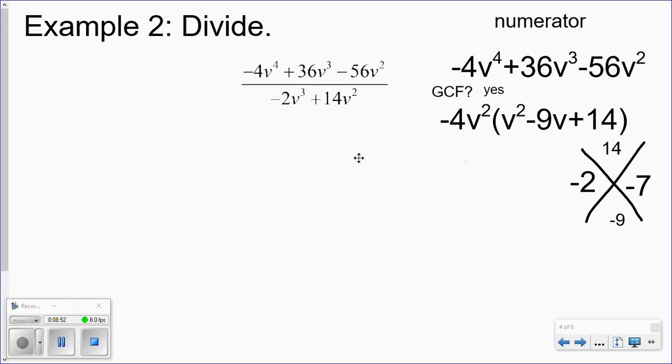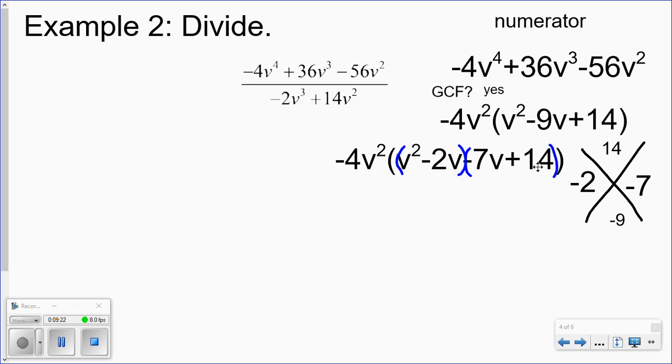So now I still have my -4v squared in the front, and I now have v squared minus 2v minus 7v plus 14. Now that I have 4 terms, I can group it. So I group the first two together, and I group the last two together. The first two have a v in common, so I can factor that out. If I take a v away from v squared, I'm left with v. If I take a v away from -2v, I'm left with -2.